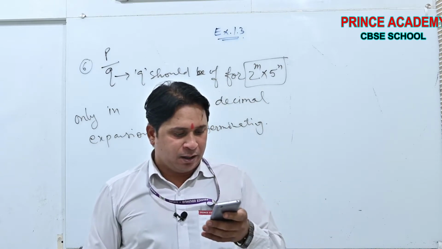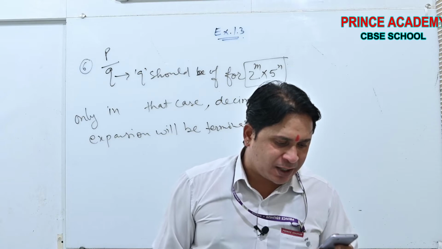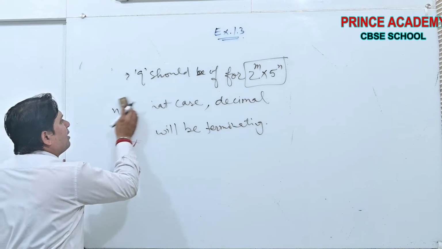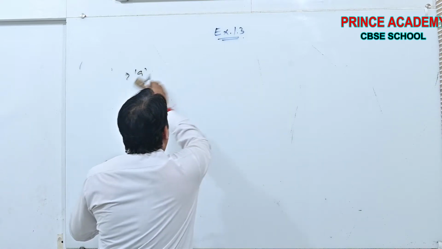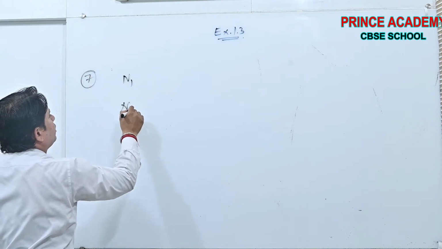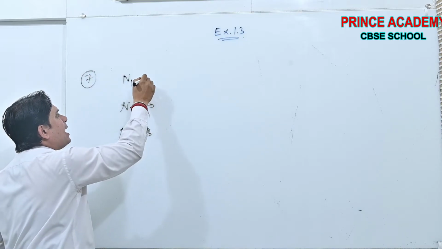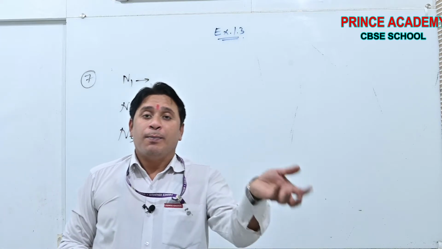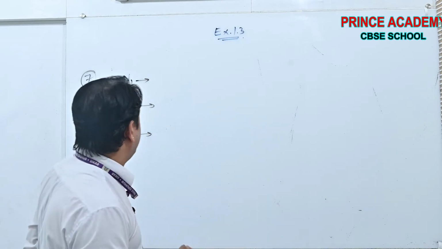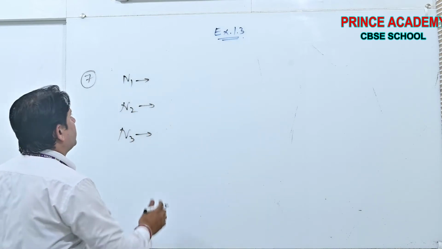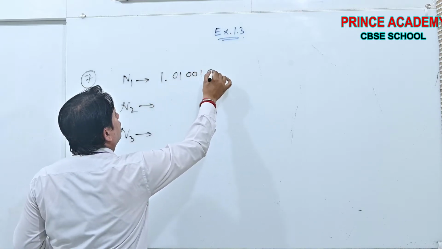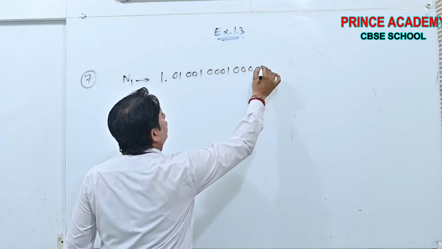Now question number 7. Write 3 numbers whose decimal expansions are non-terminating and non-recurring. You have taken the screenshot. I have also sent you the solutions on the WhatsApp group also. Question number 7. See beta, 3 numbers n1, n2, n3. I have to give the examples such that their decimal expansions are non-terminating and non-repeating. See beta, very simple. Follow my criteria. I used to write like this: 1.01, 001, 0001, 00001 and so on.